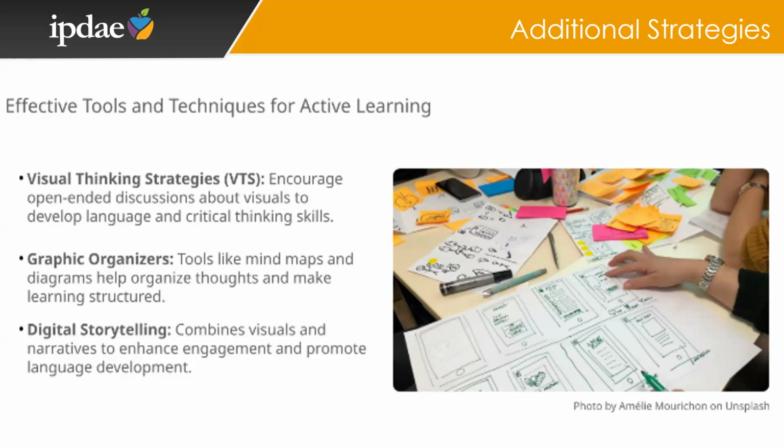Number two, or the second bullet point here, graphic organizers. Tools like mind maps or Venn diagrams help organize thoughts and structure learning. So using a Venn diagram to compare and contrast two ideas such as urban and rural communities. I actually just did this in my class earlier this week. Okay. And then digital storytelling. So this combines visuals and narratives to enhance engagement and language development. Have students create a digital slideshow about their favorite place or a personal experience. That would be an example for storytelling.